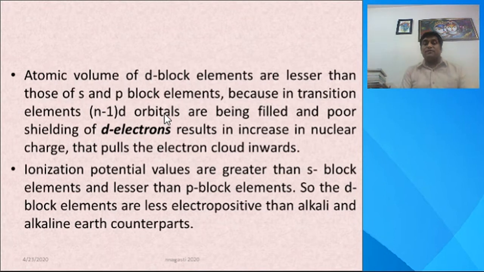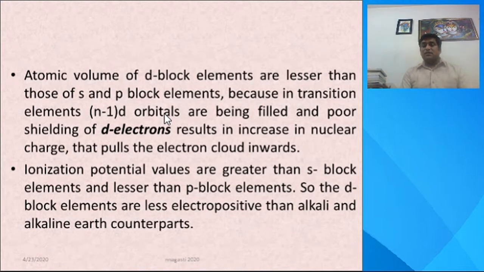Now, the atomic volumes of these d block elements are lesser than those of s and p block elements. As we have seen, in transition elements electrons are being added into d orbitals having a poor shielding effect. Because of this, the outermost electrons experience a strong nuclear charge that pulls the electron cloud inwards, resulting in a decrease in atomic volume of d block elements.